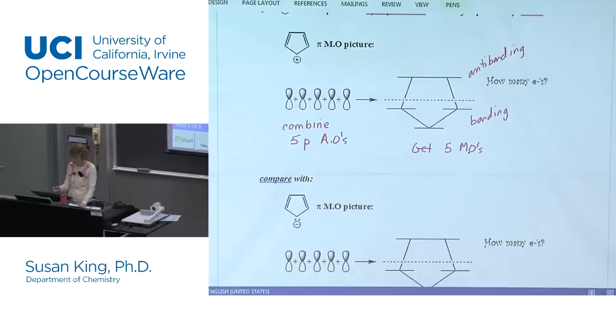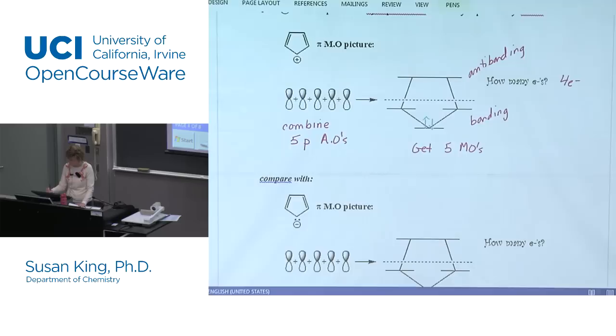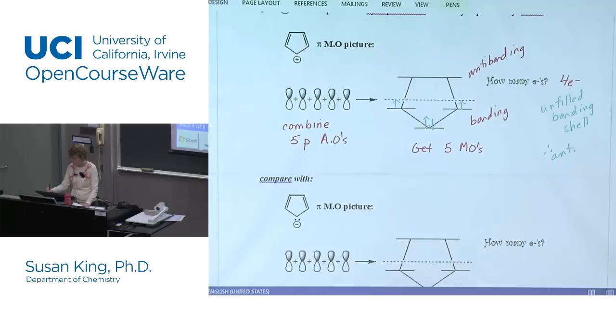How many electrons do we have for this one? We have 4, right? Let's fill up our molecular orbitals. One, two, lowest energy first, pair the spin, degenerate orbitals, we fill one each. Do we have a filled bonding shell? Unfilled bonding shell. It's going to be anti-aromatic.